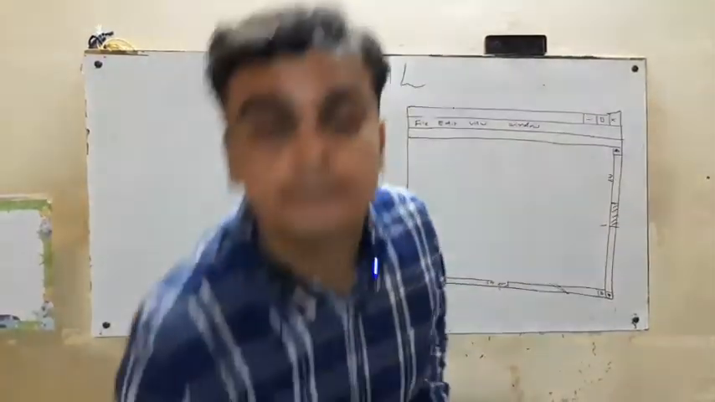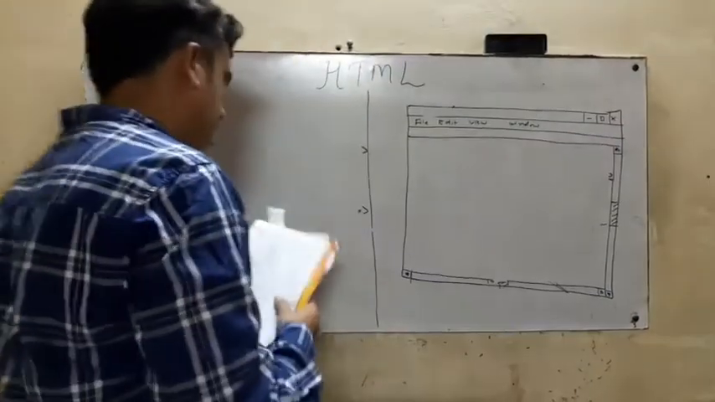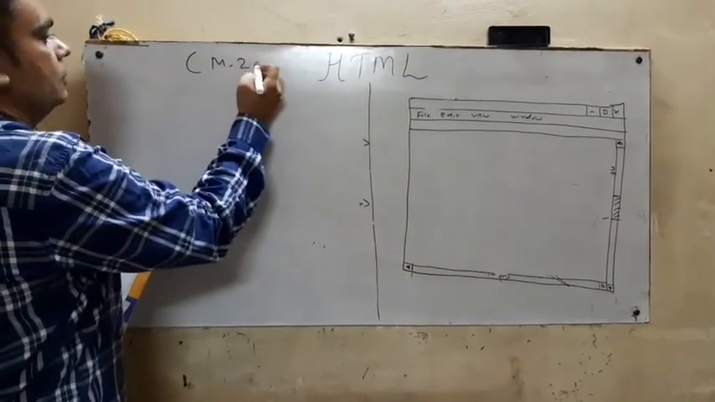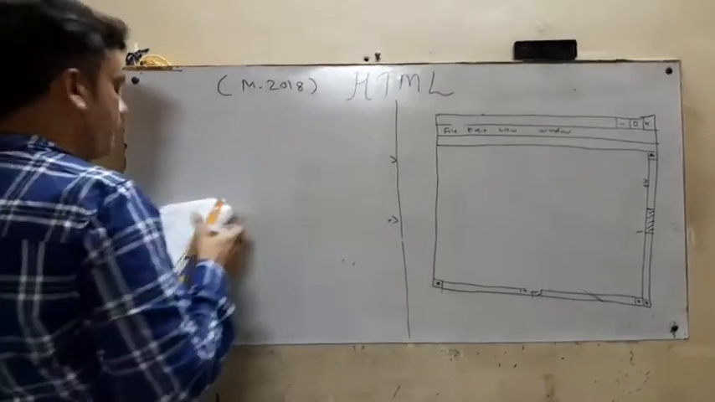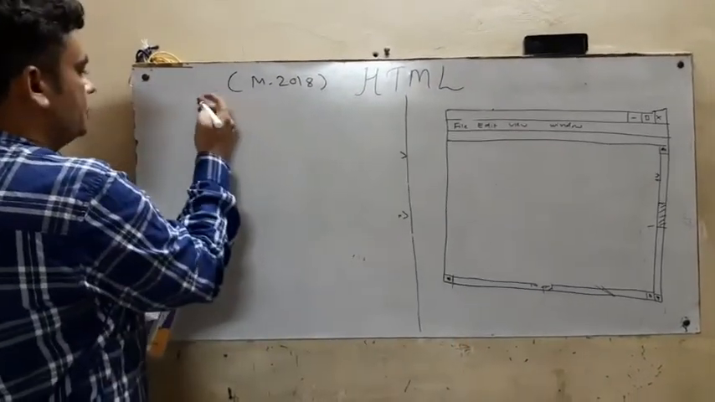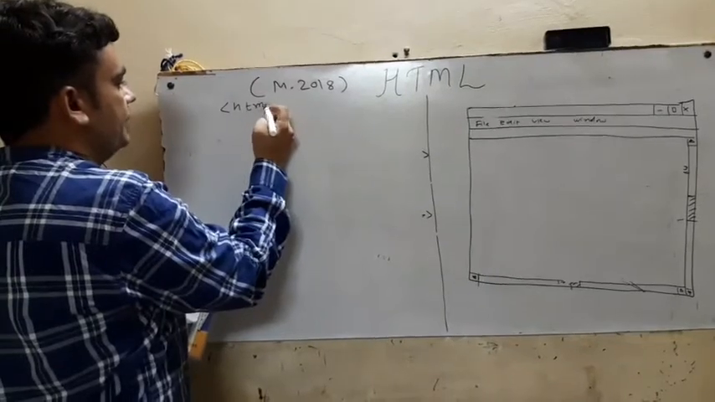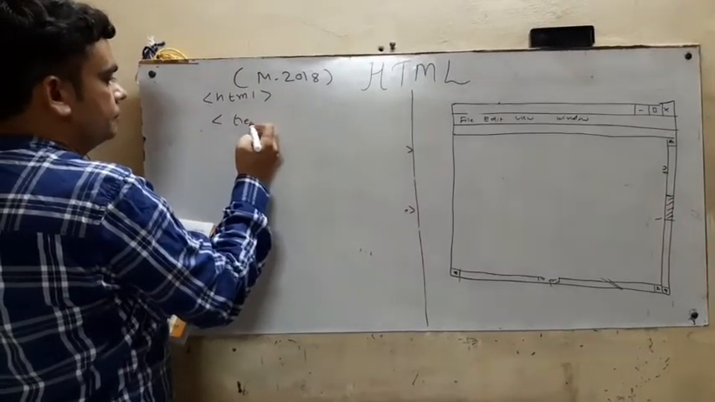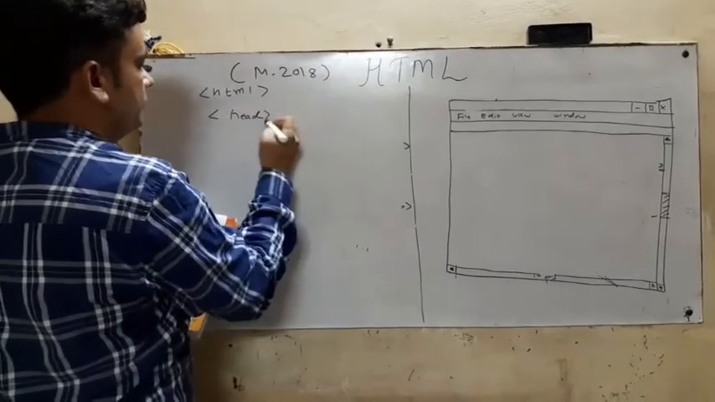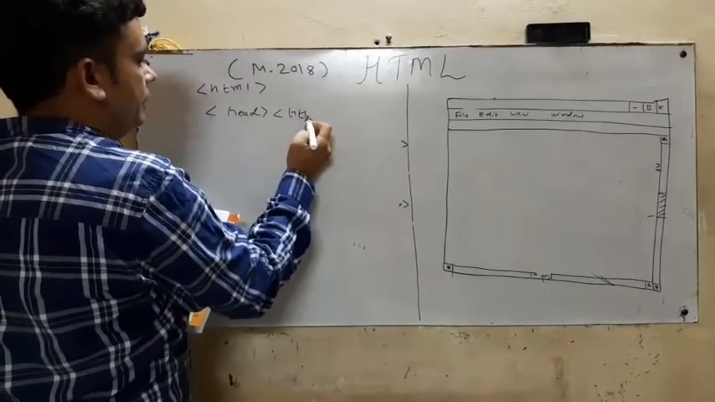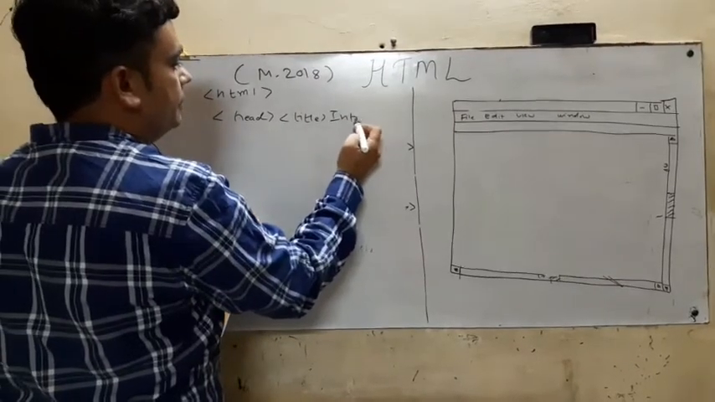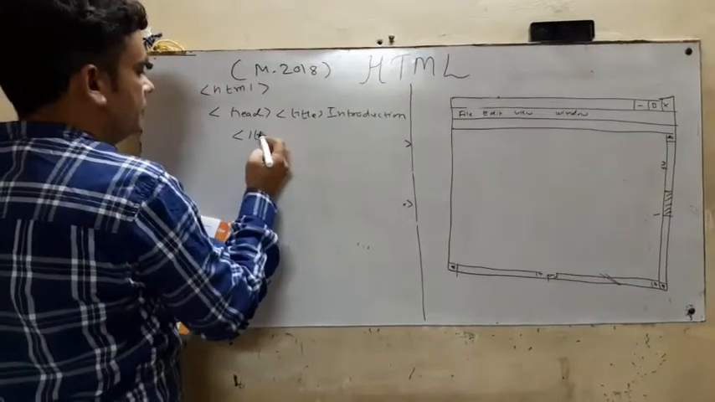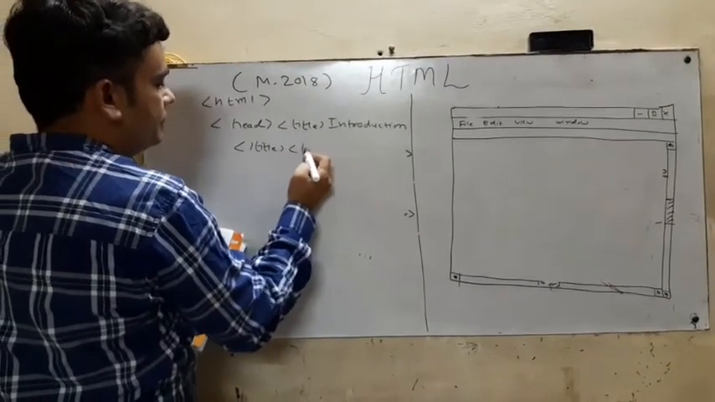So let me take that example. This question was asked in March 2018 for 5 marks. And the question is: HTML, then head. In head they are using the title tag. Here they write introduction, /title, /head.